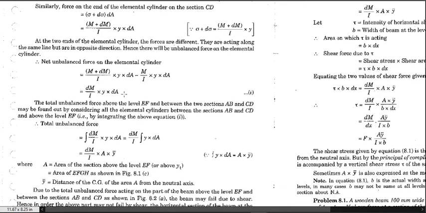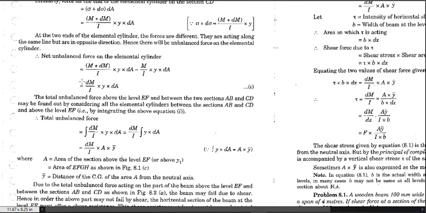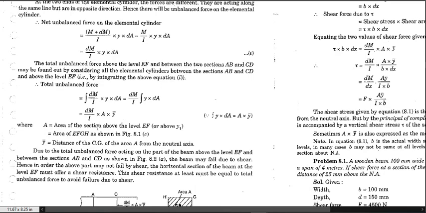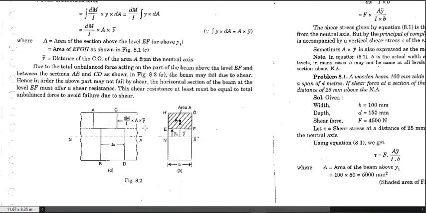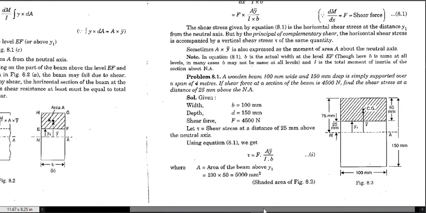So if we find the net unbalanced force, it will be equal to this formula, and if we integrate for the whole section, we get dM over I times A times y bar. This is the total unbalanced force, due to which the horizontal portion above this EF moves in the other direction. In order to keep this portion intact, an equal and opposite shear resistance must develop inside this member to resist that.